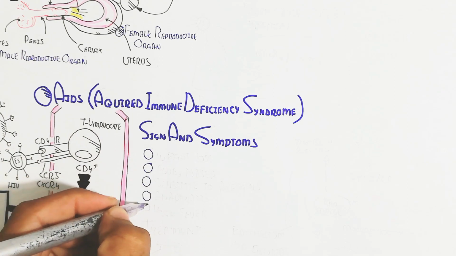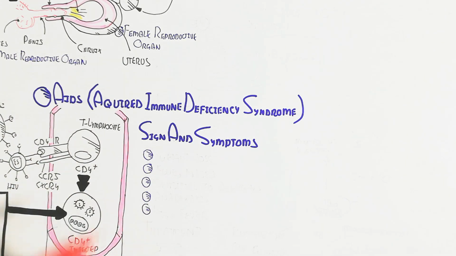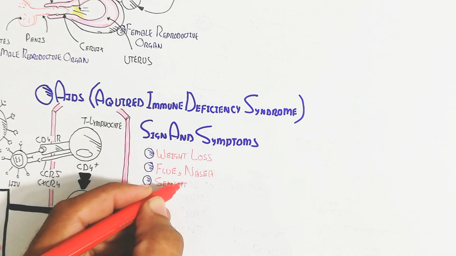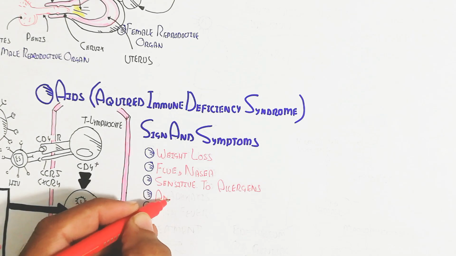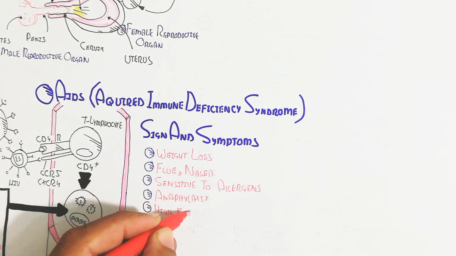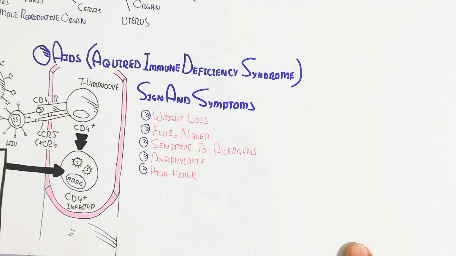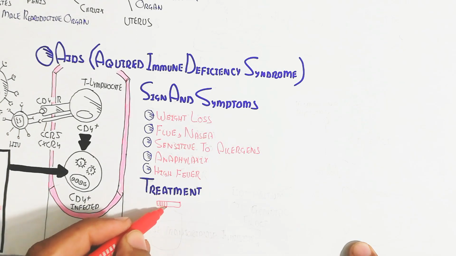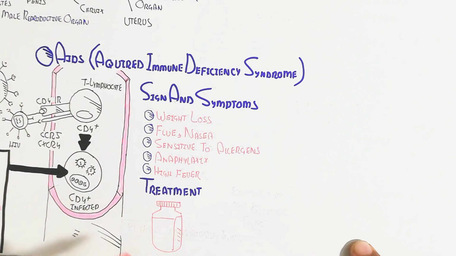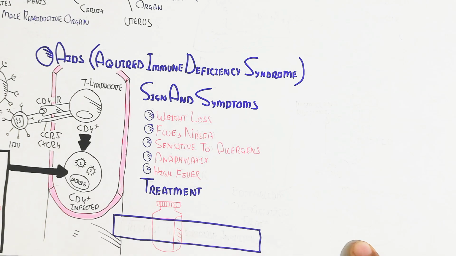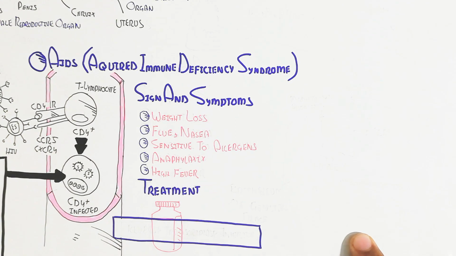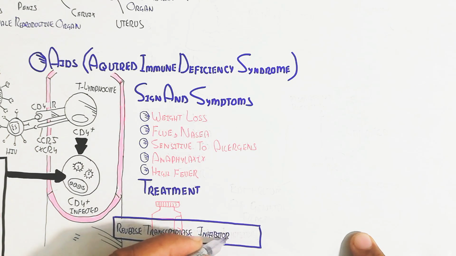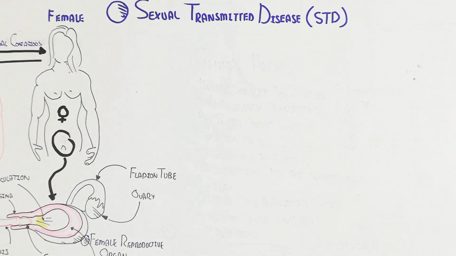The signs and symptoms can be weight loss, flu, because the flu will not be cured due to the unavailability of the adaptive immune response, nausea, sensitivity to allergens, anaphylaxis and higher fever. The treatment can be reverse transcriptase inhibitors, integrase inhibitors and other inhibitors which inhibit the infection, but they will not work long term.